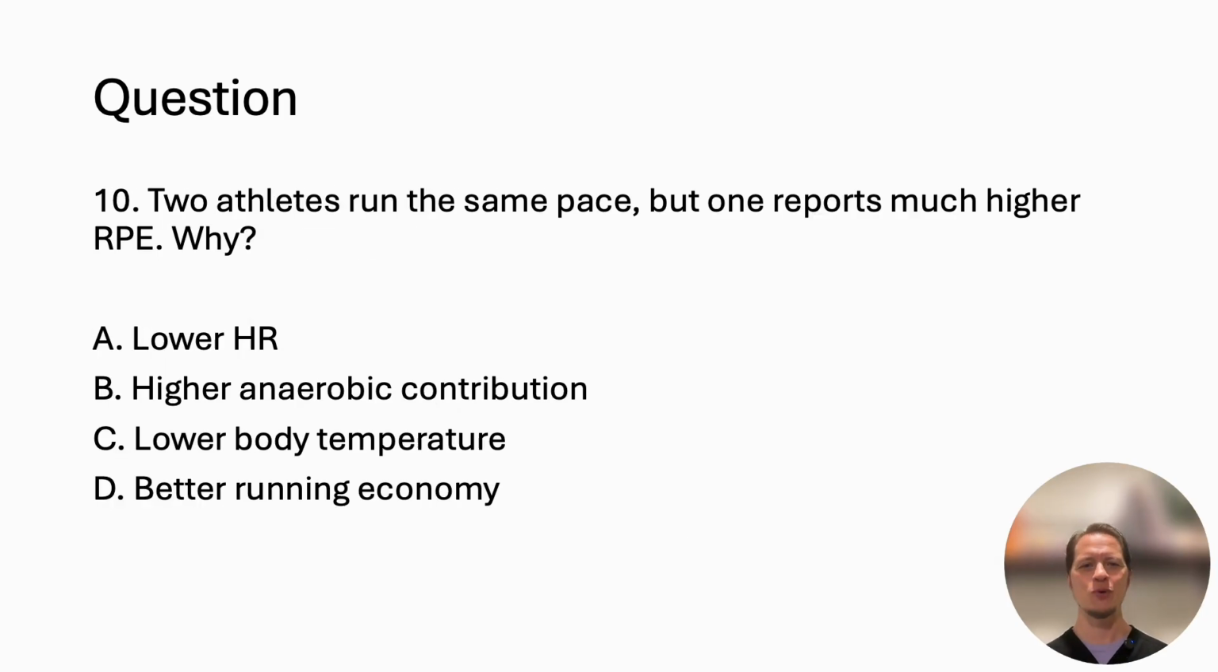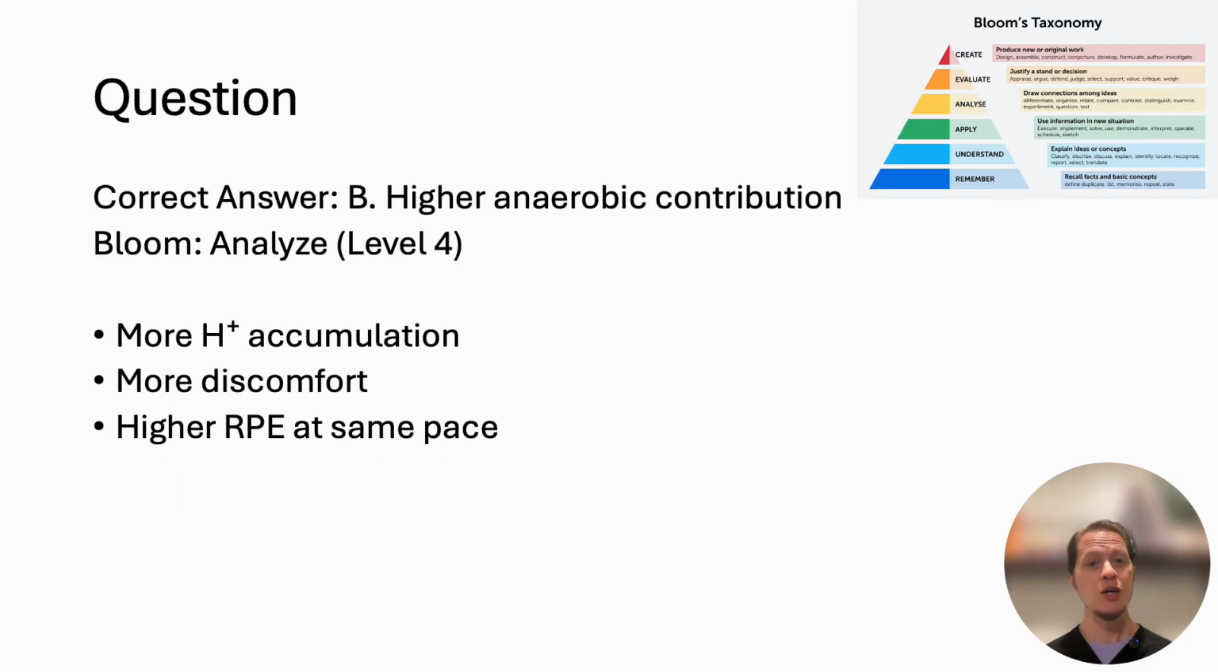All right, last question. Two athletes run at the same pace, but one reports a much higher rate of perceived exertion. Why? A, lower heart rate. B, higher anaerobic contribution. C, lower body temperature. Or D, better running economy. And the answer is B, higher anaerobic contribution.